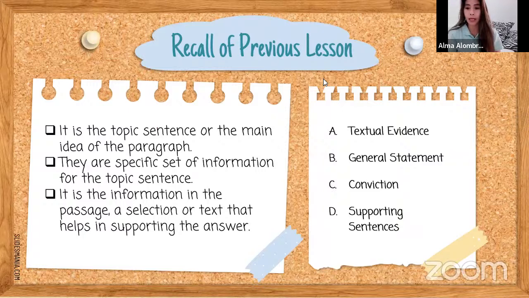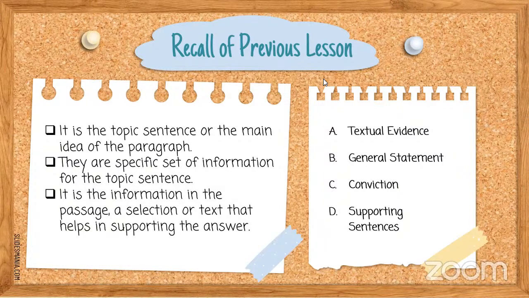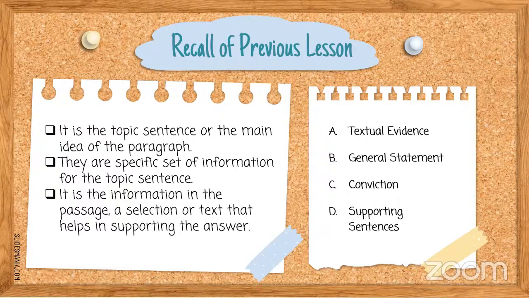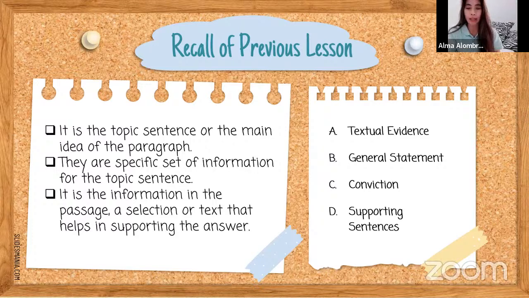So first one, can I ask Carla? Since I do not see any hands raising, Carla, can you please read the first definition and tell me what does it define? It is the topic sentence or the main idea of the paragraph. The answer is B. Okay, perfect. That is the general statement. Another term for general statement would be your main idea. So this is the main topic that the paragraph is talking about, or the article is talking about.